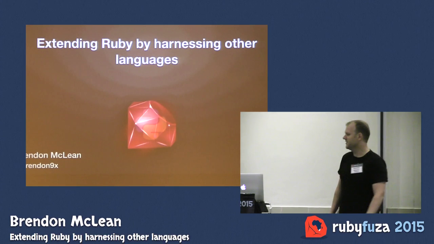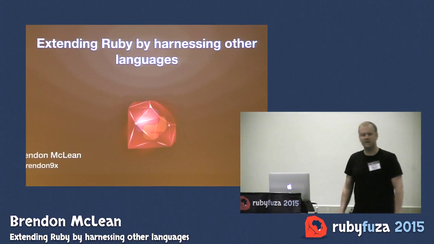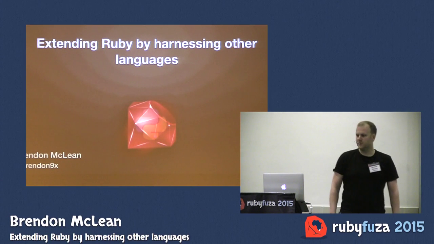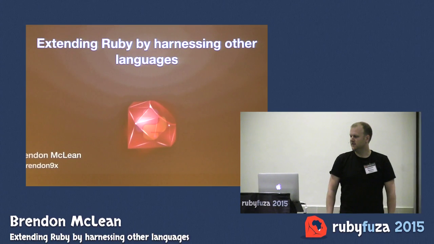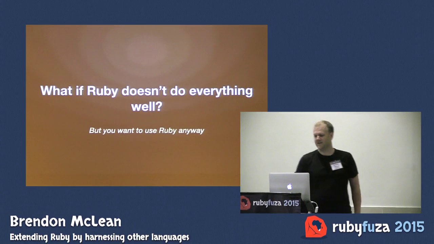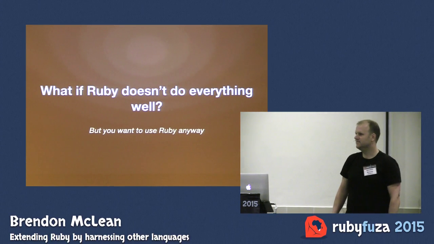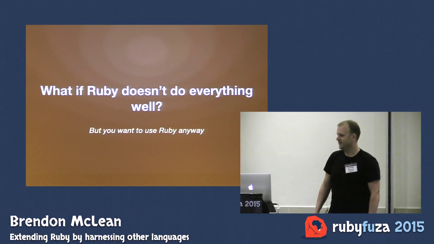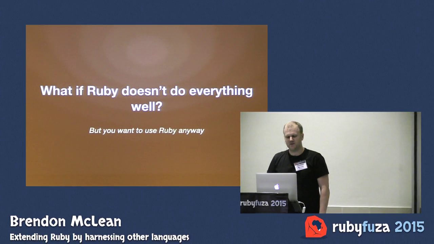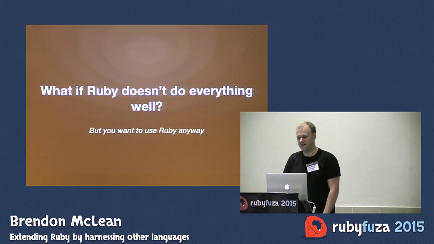So I want to talk about extending Ruby by harnessing other languages in a slightly unconventional way. And basically this stems from the question: what if Ruby doesn't do everything well? And you know it doesn't do everything well. It's awesome, but what if there's something you find that it doesn't do well, but you want to use Ruby anyway?